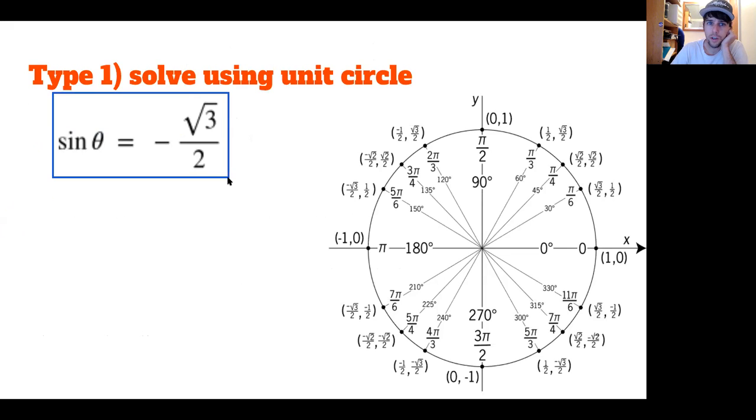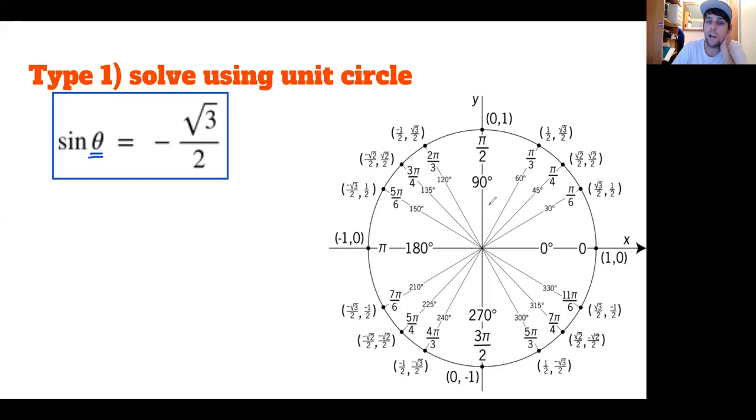All right, so here's our equation. Sine of theta is equal to negative root 3 over 2. Very straightforward. We're trying to find the angle theta that has a sine ratio of negative root 3 over 2. There's nothing going on inside the sine function, nothing going on outside. We're ready to look at our unit circle and solve. So we want to know what angles have a sine ratio of negative root 3 over 2.